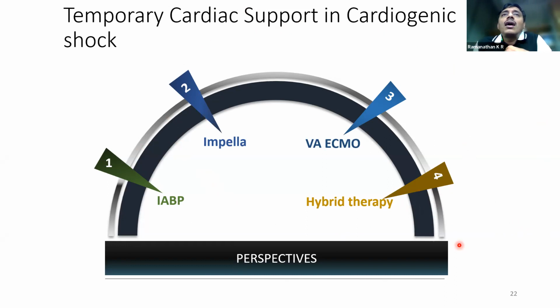Of course, we do not have class 1 recommendations for any of these devices. Again, a lot of things are still being unearthed, and we are still getting to see more evidence coming towards using them early in cardiogenic shock, and again with definitive indications. So at least for completion's sake, I have to tell you that when patients don't get better despite your inotropes, despite your IABP, then we move on to advanced cardiac support in cardiogenic shock.